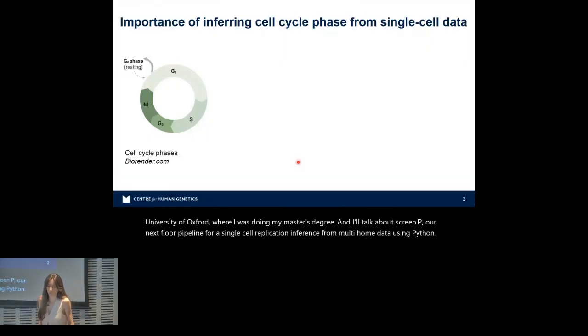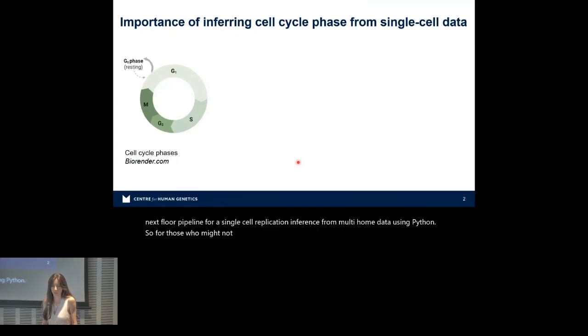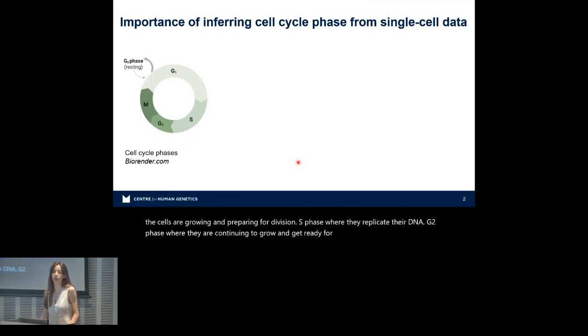So for those who might not know, the cell cycle is divided into these four main phases. G1, where the cells are growing and preparing for division. S phase, where they replicate their DNA. G2 phase, where they are continuing to grow and get ready for the division. And the M phase, where they actually physically divide.